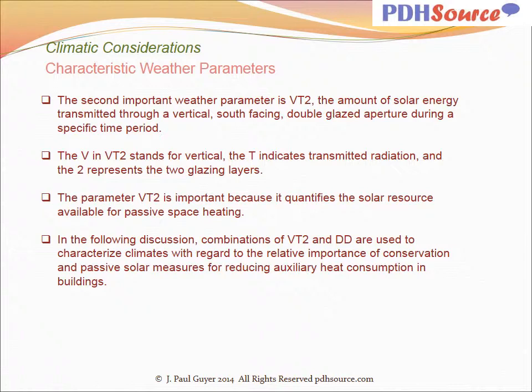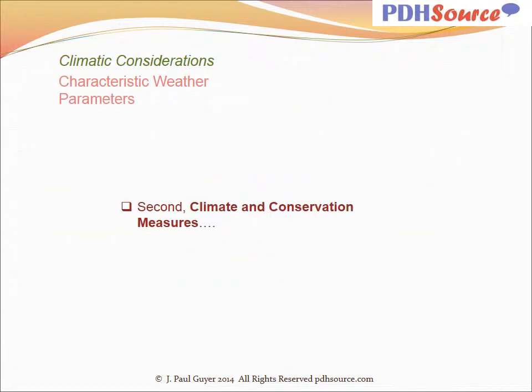In the following discussion, combinations of VT2 and DD are used to characterize climates with regard to the relative importance of conservation and passive solar measures for reducing auxiliary heat consumption in buildings. Now, the second characteristic weather parameter is the climate and conservation measures.